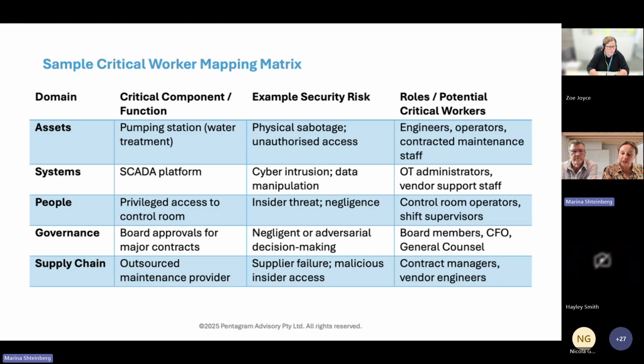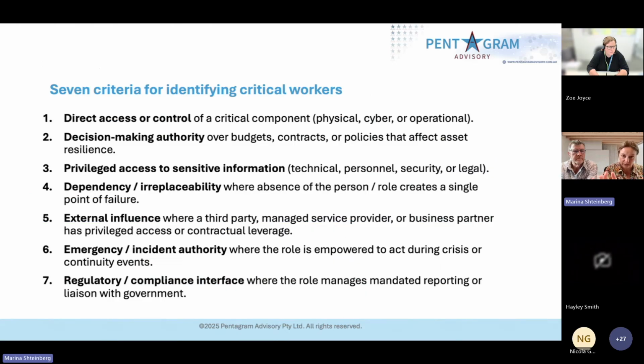To identify whether they're critical workers or not, we put together 7 criteria. It's about direct access or control of a critical component, which can be physical, cyber, or operational. It is about decision-making authority over budgets, over contracts, over policies, more around soft power within this space. And then we have privileged access to sensitive information, which can include, of course, business critical data. We have dependency and irreplaceability, where the absence of the person in the role creates a single point of failure, which of course also leads to your alternate personnel for that role. And do you treat them as critical in that role as well?